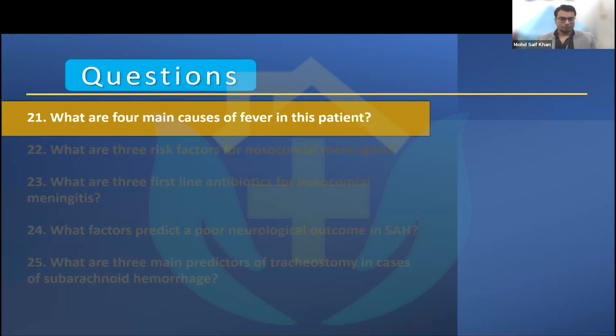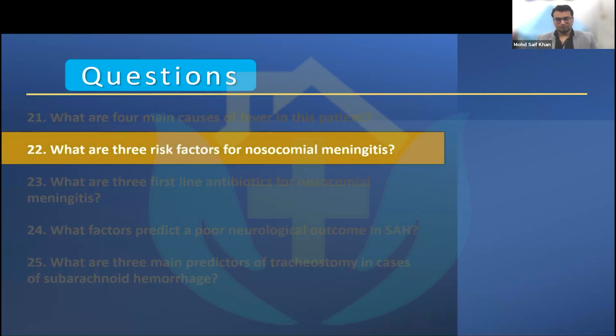Some of you have answered central cause of fever also, which is very impressive, and hydrocephalus. Thromboembolic infarction, ischemia can also lead to fever. So there are many various causes of fever in case of SAH. Now, what are 3 risk factors for nosocomial meningitis?